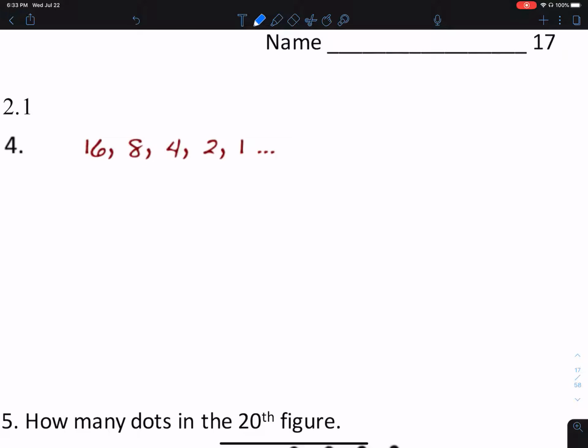Number 4, we're back to numbers. What's happening with these numbers? Looks like they're being cut in half. Like we divided by 2 to get from 16 to 8 to 4 to 2 to 1. I don't like dividing by 2. It's easier for me to multiply by a half, which is the same thing as dividing by 2. So 1 times a half is a half. A half times a half is a fourth. When you multiply two fractions, you multiply the top numbers together and the bottom numbers together.